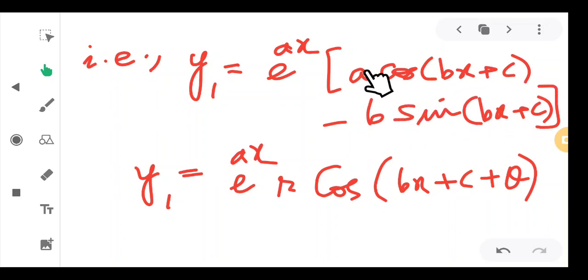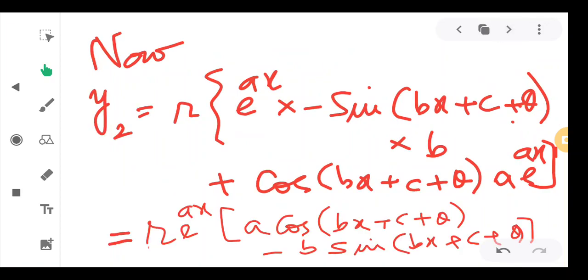If you put this as r cos theta, and this as r sin theta, you can write it as r into cos theta cos(bx plus c) minus sin theta sin(bx plus c). Cos A cos B minus sin A sin B is nothing but cos of A plus B. Here A is bx plus c, and B is theta, and that theta will be equal to tan inverse b by a. Therefore e raised to ax into r into cos of (bx plus c plus theta). This is your y1.